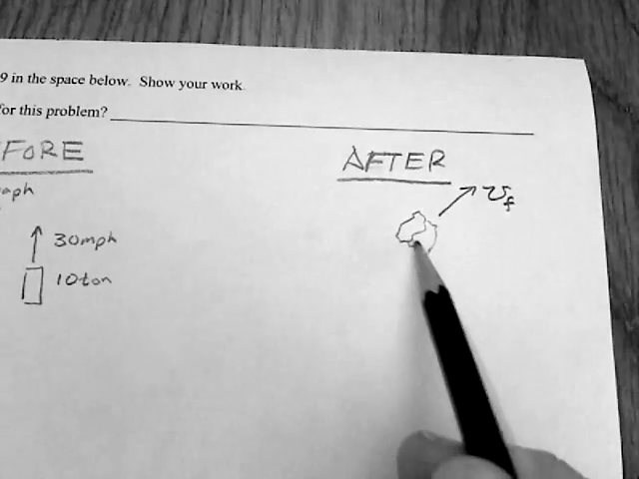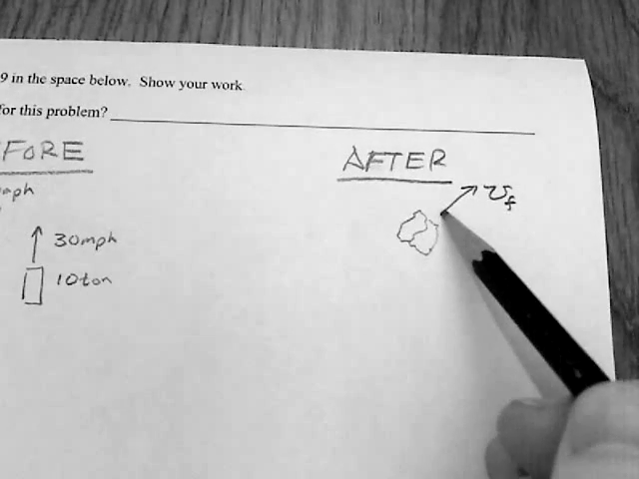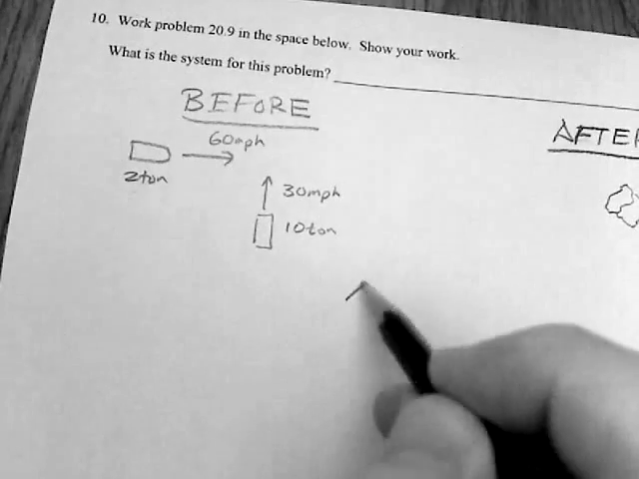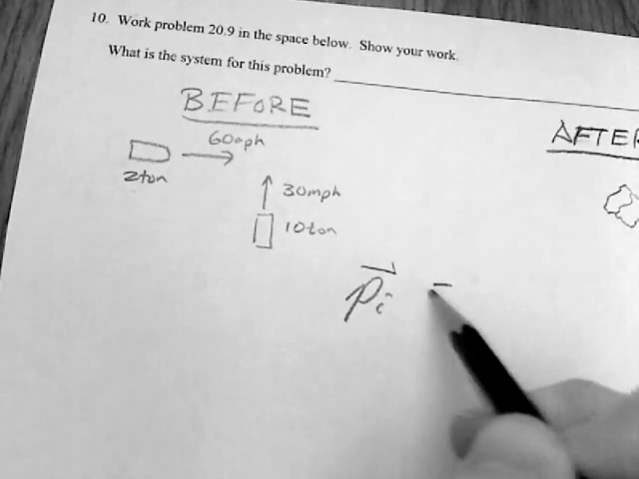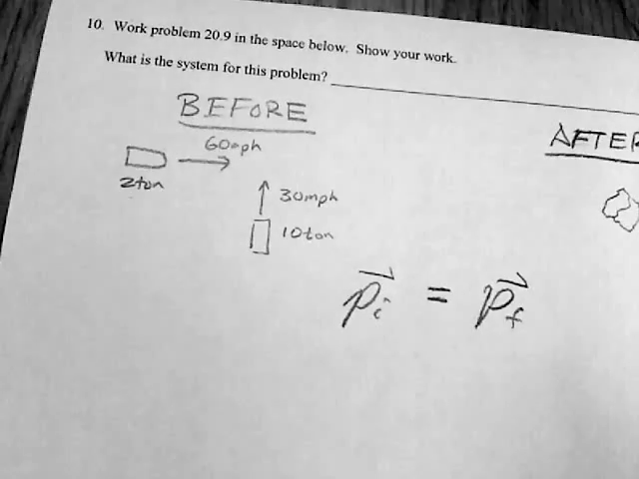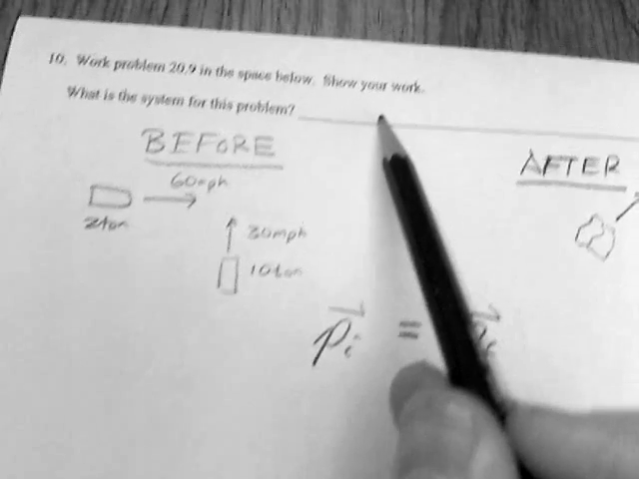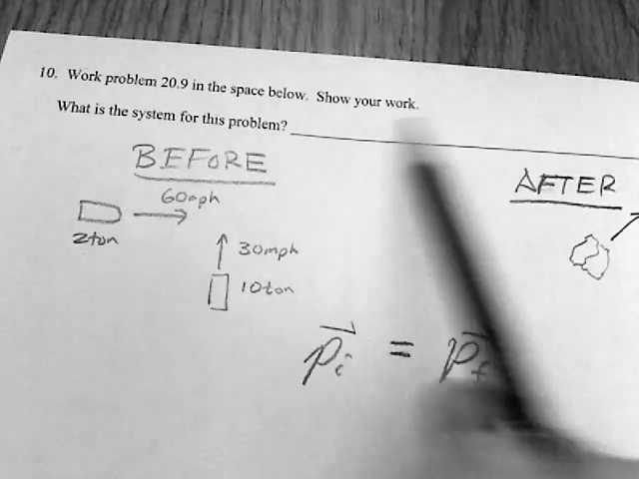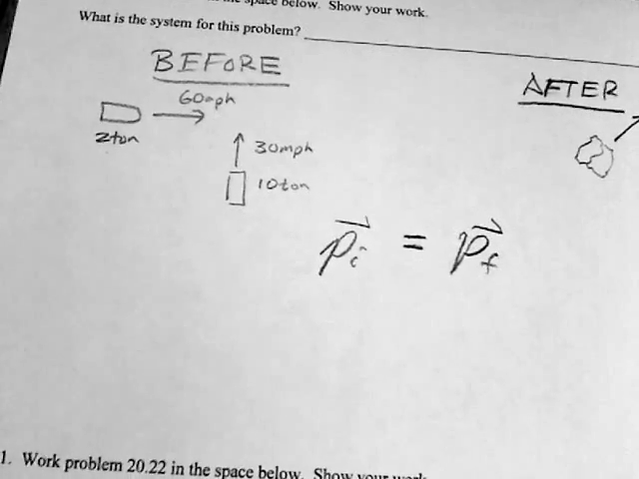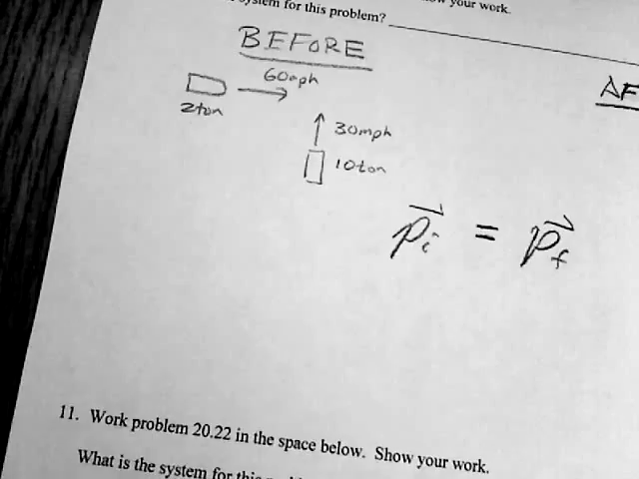Afterwards, you assume they have an inelastic collision, they stick together, and they're asking us to figure out what the velocity is after the collision. Alright, so you can say that the initial momentum vector is equal to the final momentum vector because there are no external forces. You say the system is the vehicle, the 2-ton car and the 10-ton truck. That's your system. If you do that, there's no external forces, so you can say this is equal to that.